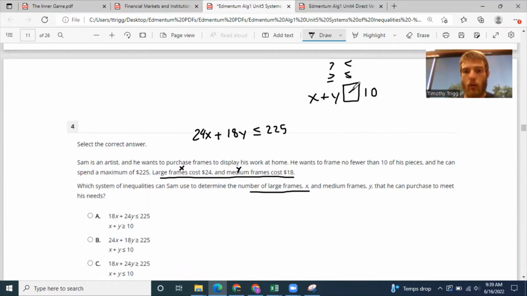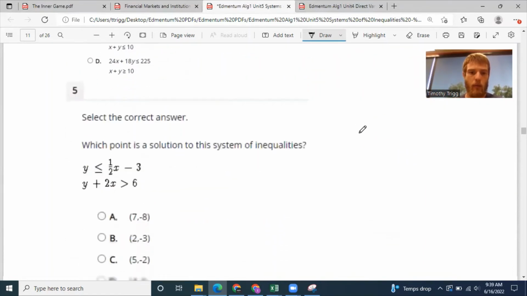In this case, that's greater than or equal to, okay? So the amount he's going to frame, he wants it to be no fewer than 10, meaning greater than 10 or equal to 10, right? It's kind of a tricky one, the way they worded that.